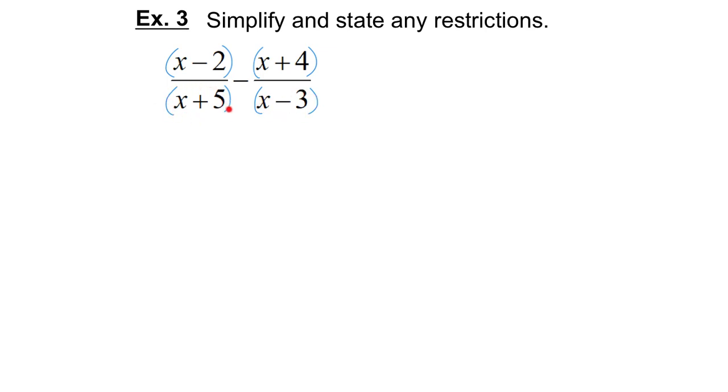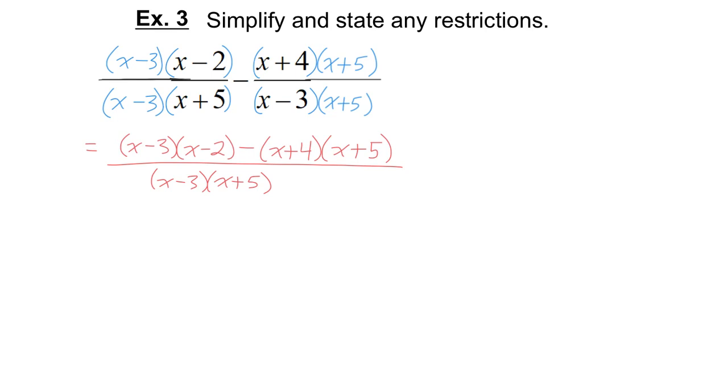So if I took this denominator and multiplied it by this denominator, and do the same thing on the other fraction, this denominator times this denominator, I would get the same thing. This is what I mean. X plus 5 times x minus 3 is the same as x minus 3 times x plus 5. Now we have a common denominator. So when I do the subtraction, I end up with this as my numerator.